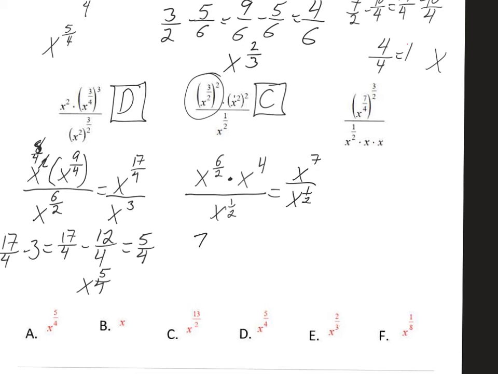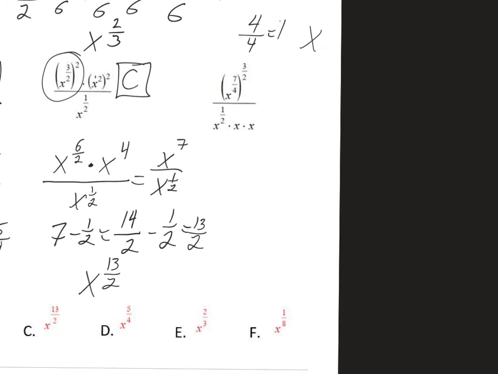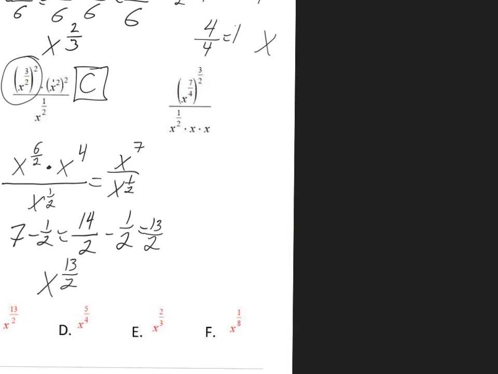Now we're going to subtract, so I have 7 minus a half, so let's change that into halves. So 7 times 2 is 14 over 2 minus 1 over 2, which is 13 over 2. So x to the 13 over 2, which is C. Now go ahead, you already know what the last answer is going to be, but go ahead and try it out.